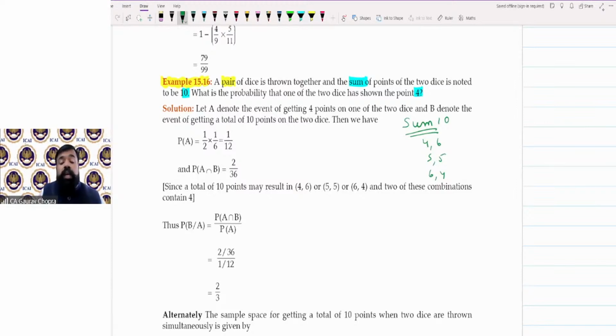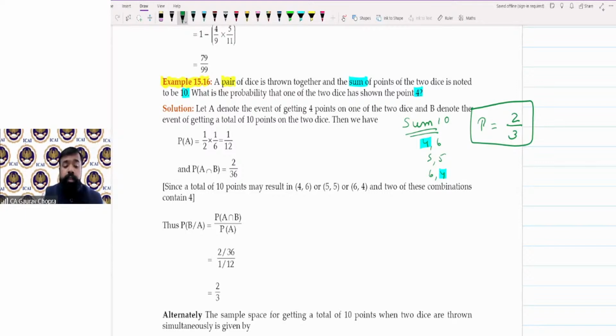Out of these 3, how many are favorable to us? What we require is number 4. Number 4 is coming in 2 cases. So out of 3, 2 are favorable. Therefore, 2 by 3 becomes the answer. But if you want to apply the complete formula, then it's a different method. So what will be that method?